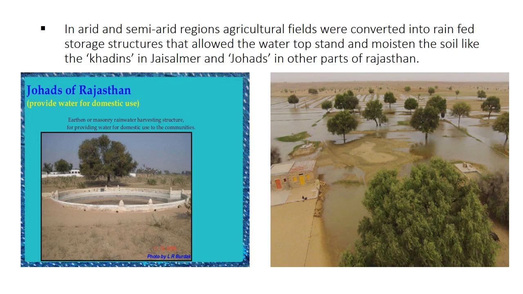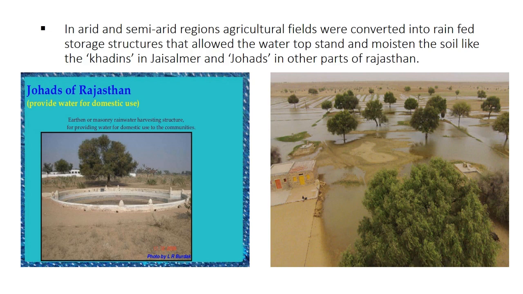Next is, in arid and semi-arid regions, agricultural fields were converted into rain-fed storage structures that allowed the water to stand and moisten the soil, like the khadins in Jaisalmer and Johads in other parts of Rajasthan. Now you can see the Johads of Rajasthan. The picture shows an earthen or masonry rainwater harvesting structure for providing water for domestic use to communities. Masonry rainwater harvesting. The material used here is like what you must have seen in masonry dams, right? Just like that.